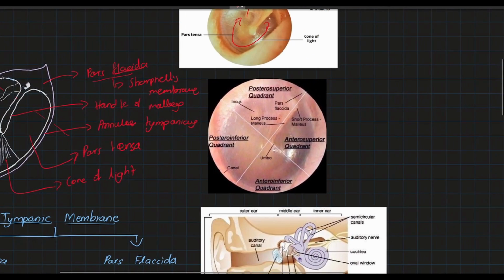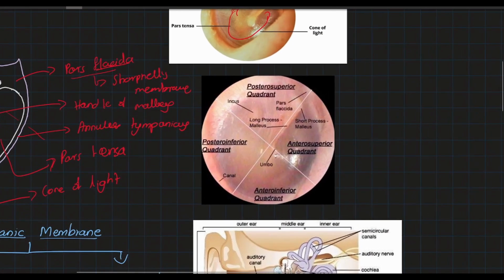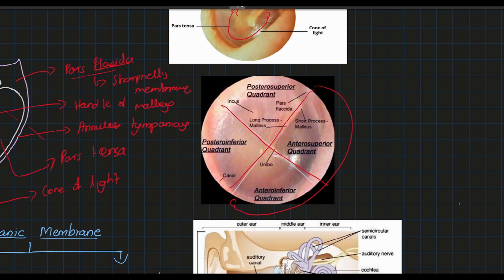When we see on examination, these are the things that you should notice. Actually, we can divide the tympanic membrane into 4 quadrants. This is the whole anterior part and this is the posterior part, because there is a different nerve supply for this, so we'll see it later. This is the anterior superior quadrant, anterior inferior, posterior superior quadrant, posterior inferior quadrant.